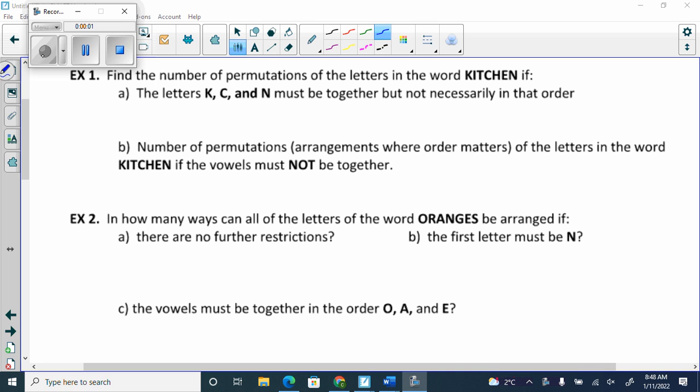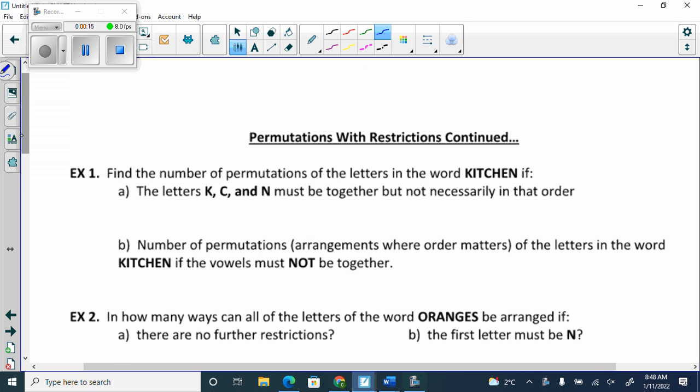So, find the number of permutations of the letters in the word kitchen. So this is what I'm going to get you to do. Every single time you get a word, you're going to write it out, and I'm going to explain why, because right now it's going to look stupid. But say I had the word pool. Paying attention? If I had the word pool, I would go P-O-O-L.